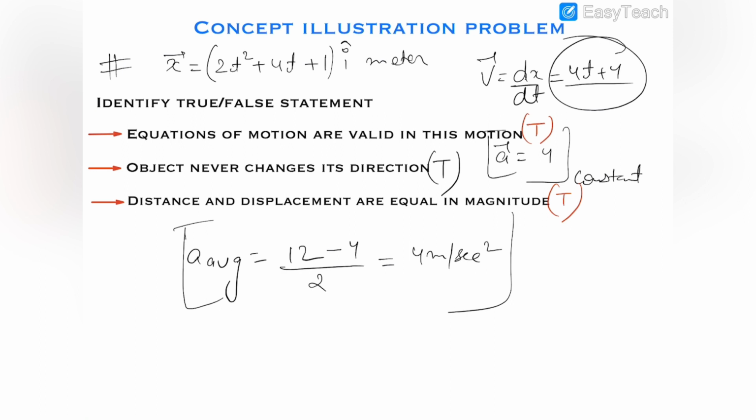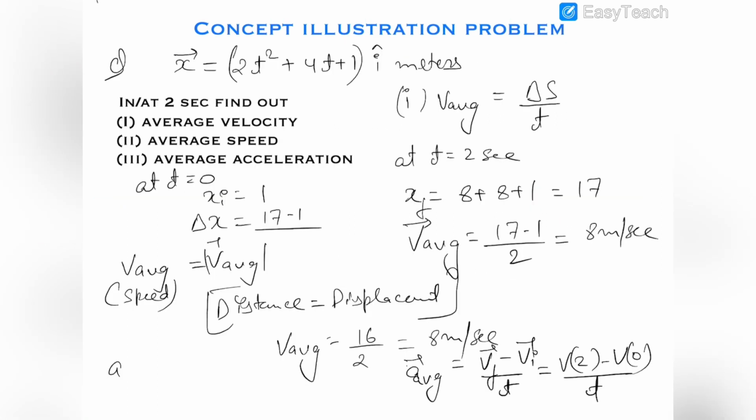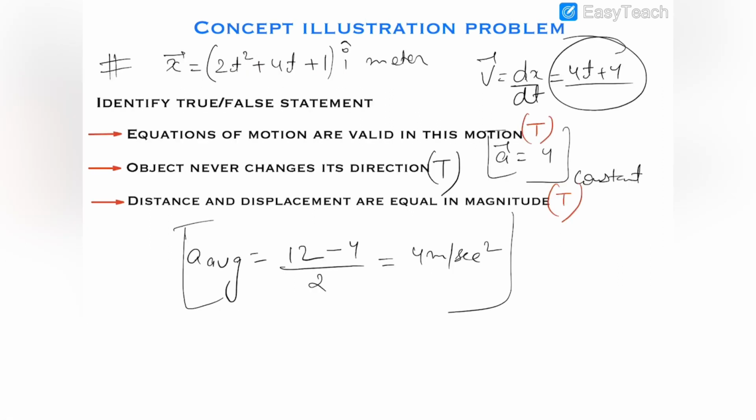Okay, so this was the first concept illustration problem in this kind of questions. And there is evidence that the body will never turn around, or it would never change direction. You can see that there is no negative sign in this equation, so the velocity time equation would also have all positive signs. So velocity would not be 0 at some real time, which means that the body will never turn around. Now let us move on to the next concept illustration problem.